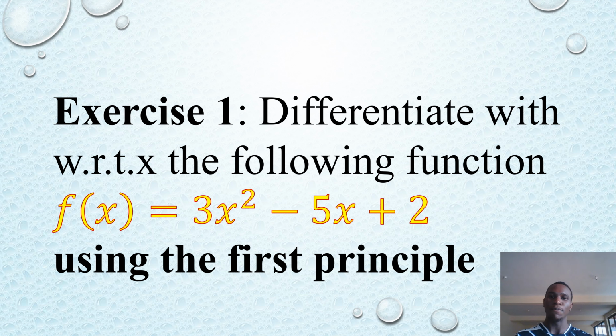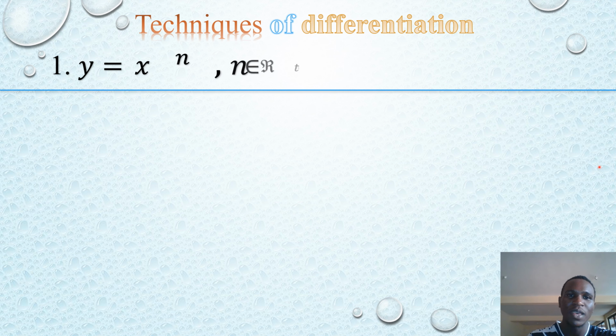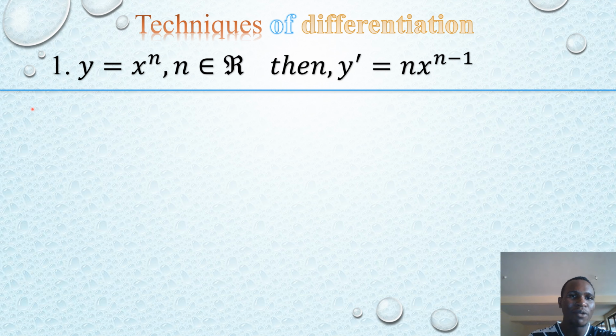So now, I would like to look at different techniques that we can use to differentiate functions. We have seen differentiation from first principle. There are some functions that you cannot directly differentiate from first principle, and we'll see a lot of them ahead. So with that, we have to explore techniques that we'll be using during differentiation. And the very first technique is the power rule.